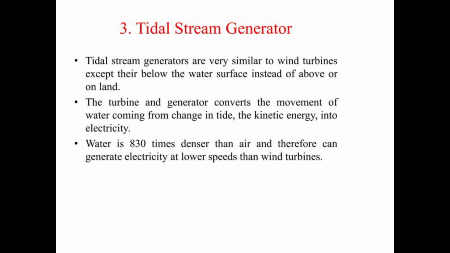Tidal stream generators are very similar to wind turbines, except they are below the water surface instead of above or on land. The turbine and generator convert the kinetic energy of the movement of water coming from the change in tide into electricity. Water is 830 times denser than air and therefore can generate electricity at lower speed than a wind turbine.